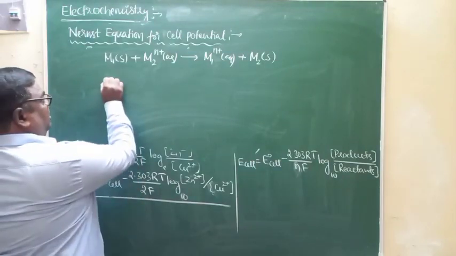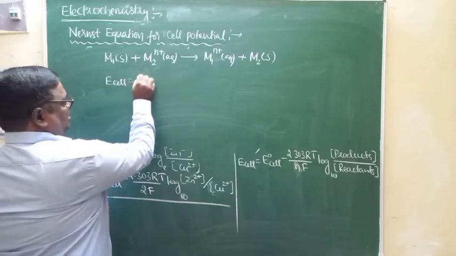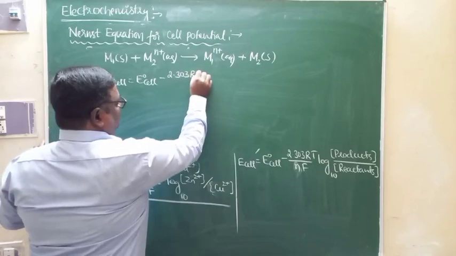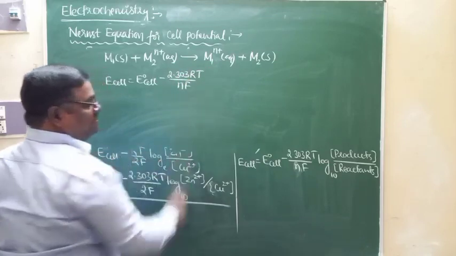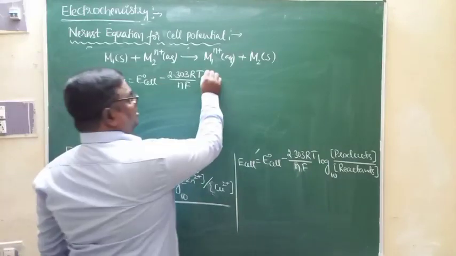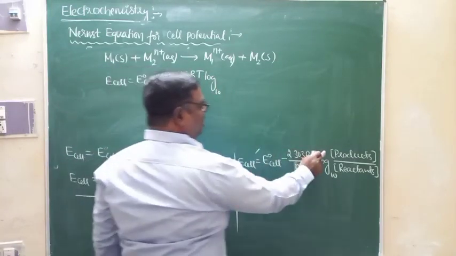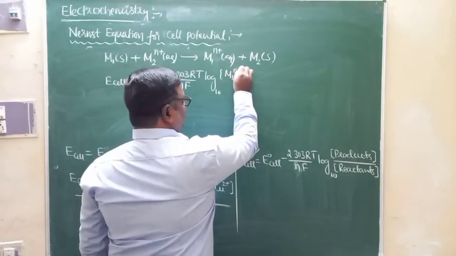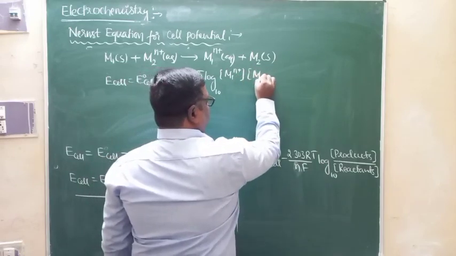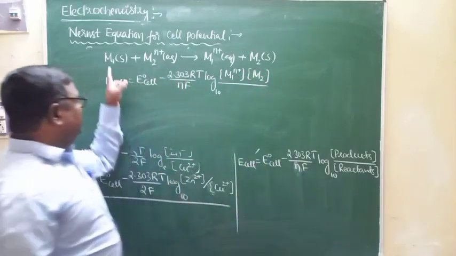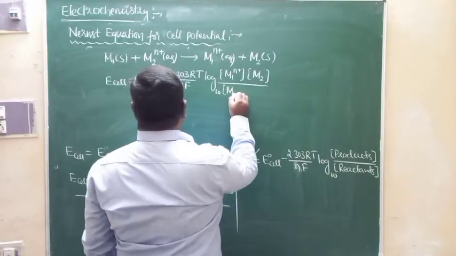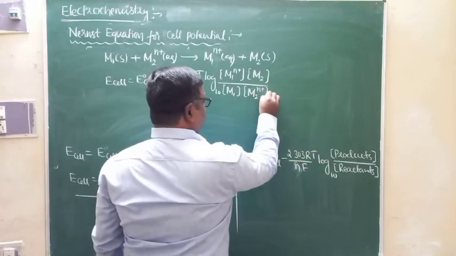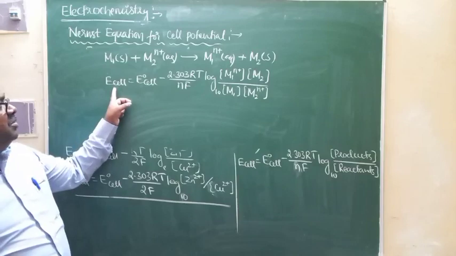Now look, E of cell is equal to E naught of cell minus 2.303 RT by NF log to the base 10 of molar concentration of products. In this cell reaction there are two products: molar concentration of M1 N plus into molar concentration of M2, divided by reactants: molar concentration of M1 into molar concentration of M2 N plus. This is the expression for cell potential for this reaction.